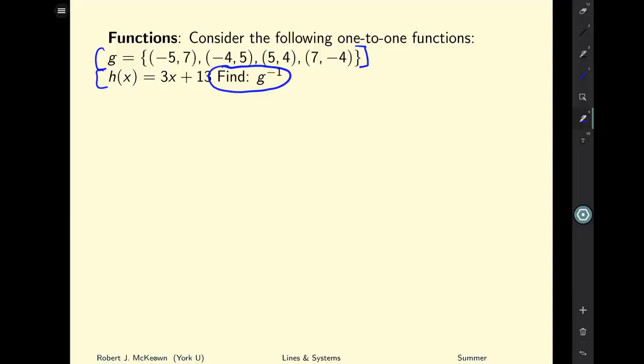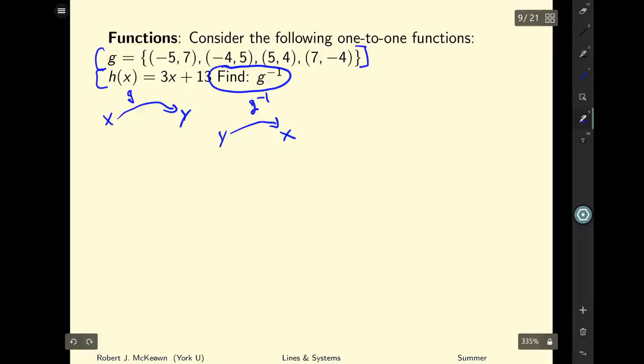So remember that if we have x mapping into y according to g, now we've got the inverse of g where we're mapping from y to x. So g inverse is going to take the y value here and move it to the first position where the domain is. If y is equal to 7, we're going to map to x equal to -5. And we're going to do that for each of the ordered pairs.